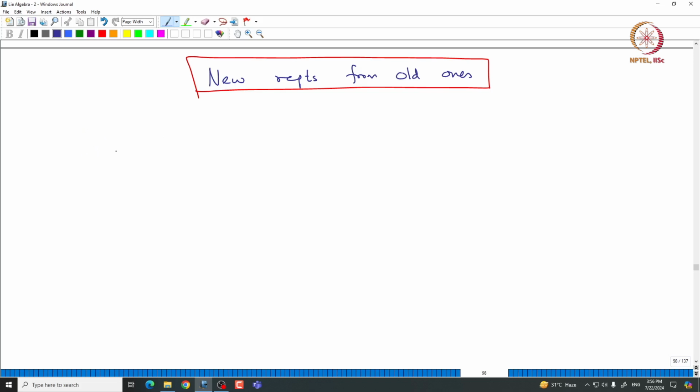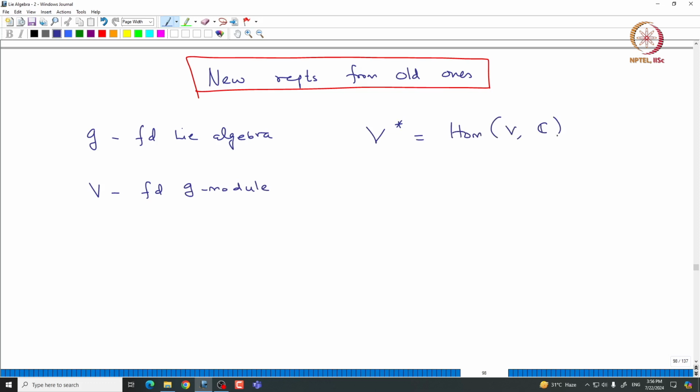Let us start with some general G modules. Let G be a finite dimensional Lie algebra. Maybe you can take it to be SLN or GLN, no issue. Let us take V to be a finite dimensional G module. Then one can talk about the dual of V, which is just the Hom space from V to C.